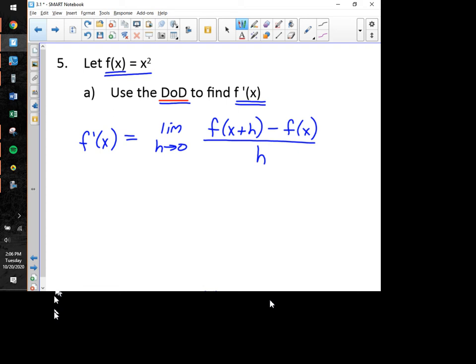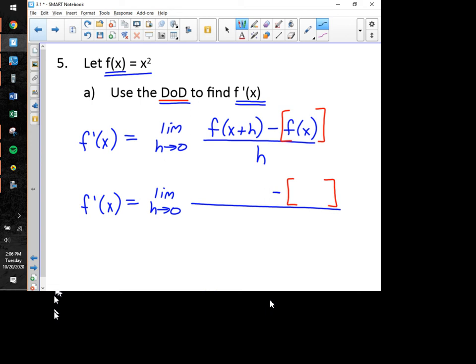Now that's the generic version of the formula. Now we're going to go ahead and start making this more specific to this problem. So f prime of x will equal a limit as h approaches 0 of, and actually let me begin right here. The f of x, which is the second term in the numerator, is the easiest thing in the world to fill in. Okay?